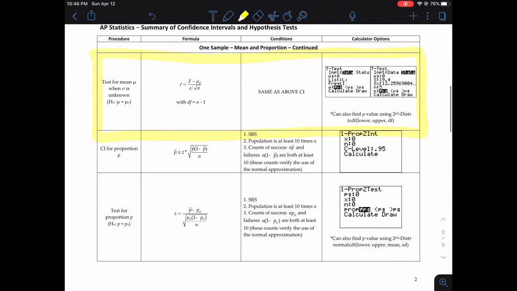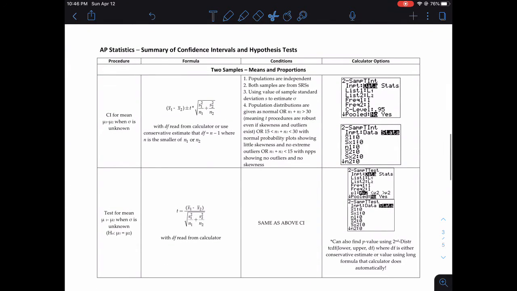Then it does the same thing for proportions, and it gives you your formulas. You want to write down these formulas and plug them in. It even gives you your degrees of freedom for your t-test. It gives you your conditions. Make sure you check those and that you write your sentence. Then it also does it for a difference, and then it gives you what we would write out.